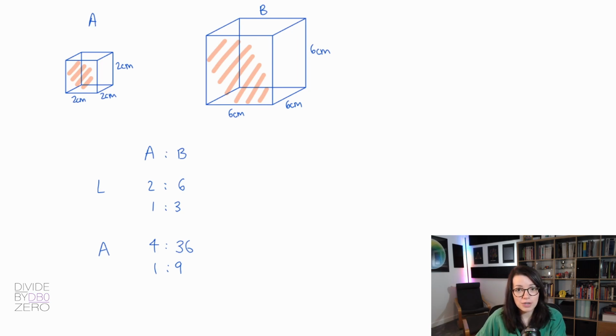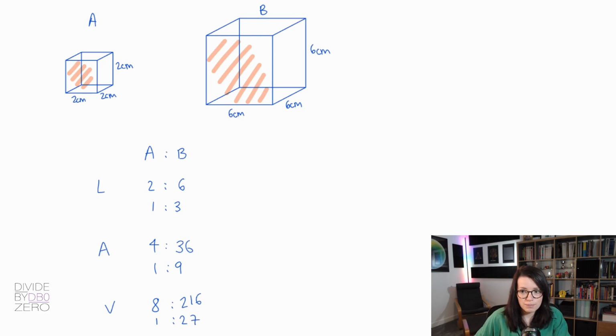Last piece of information I want to consider is the volumes of each of these cubes. For the small cube A, volume is going to be 2 times 2 times 2, so 8 centimeters cubed. And for the big cube B, it's going to be 6 times 6 times 6, so 216. If we simplify that ratio, it turns out to be 1 to 27.